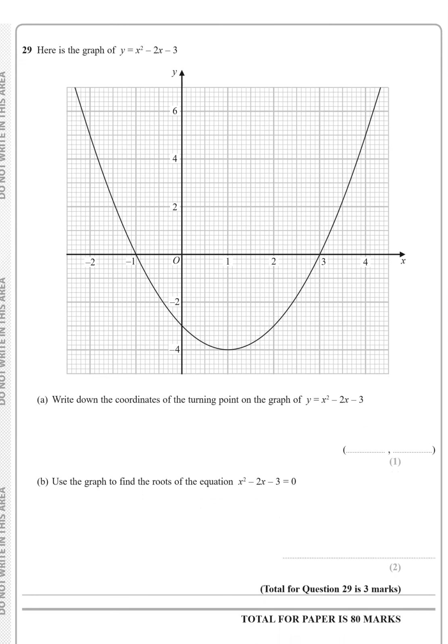Right, here is a graph. At least they've drawn it for us, that's handy. Write down the coordinates of the turning point. Right, the turning point is basically the bottom bit here. So that's going to be 1, minus 4.